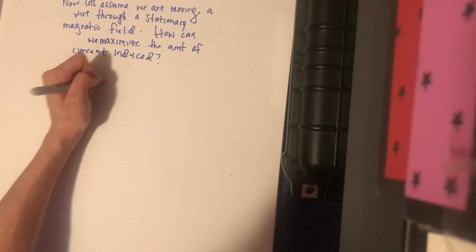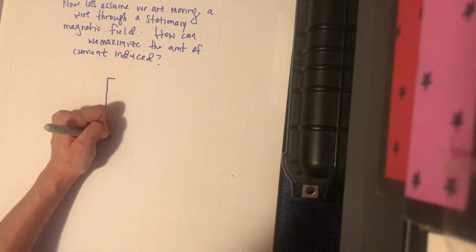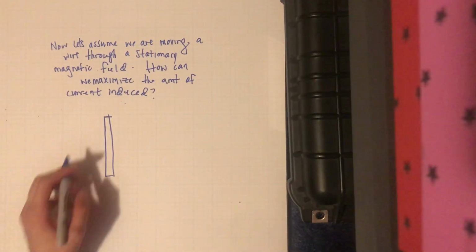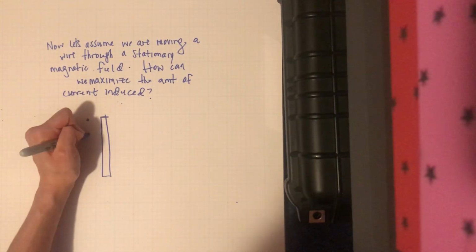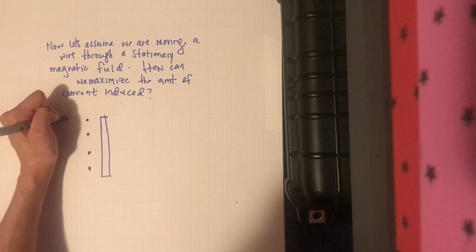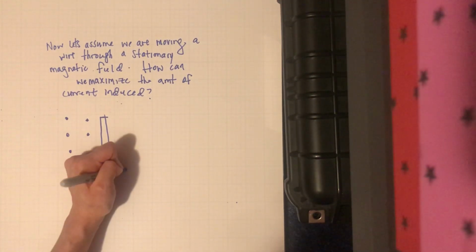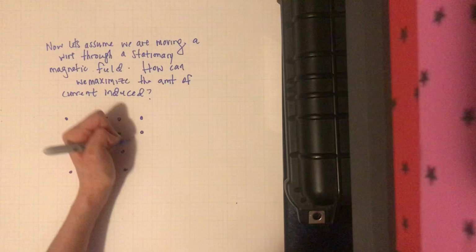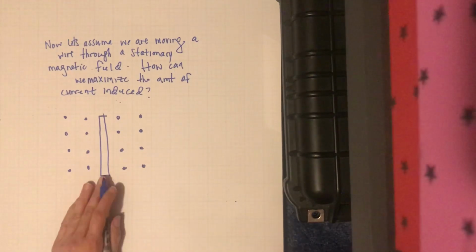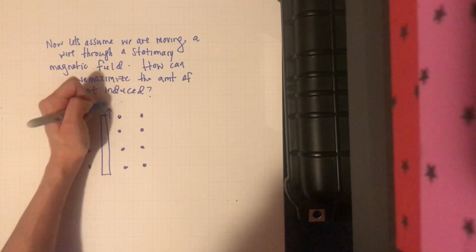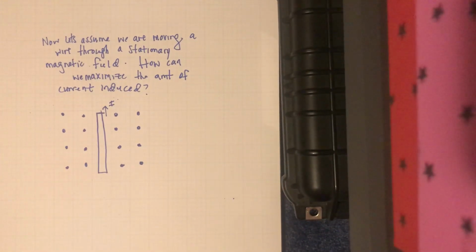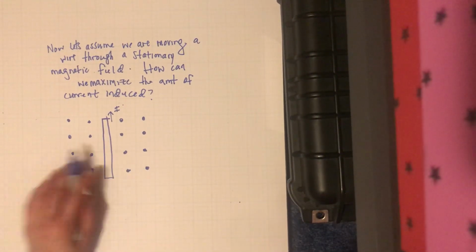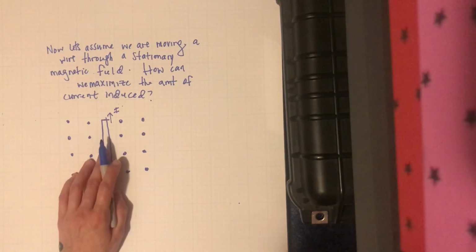Well, let's draw a current carrying wire. So here's our current carrying wire, and let's draw that current carrying wire in a magnetic field that's coming out of the page, all around, let's just say. So here's our magnetic field represented by these dots. And I want to know, how can we maximize the amount of current that's going to be induced in this current carrying wire? Well, we can maximize the amount by cutting these field lines perpendicularly.